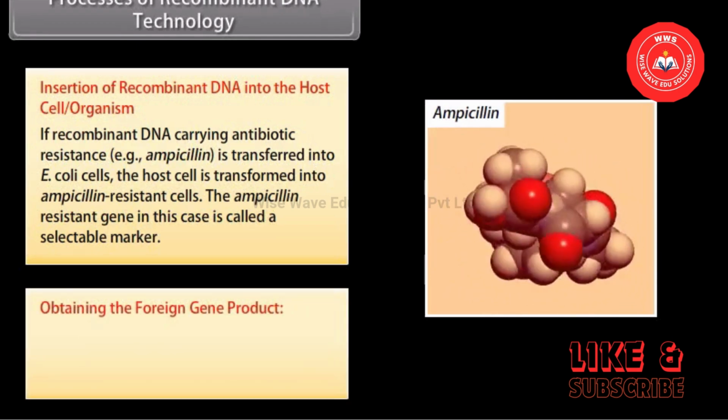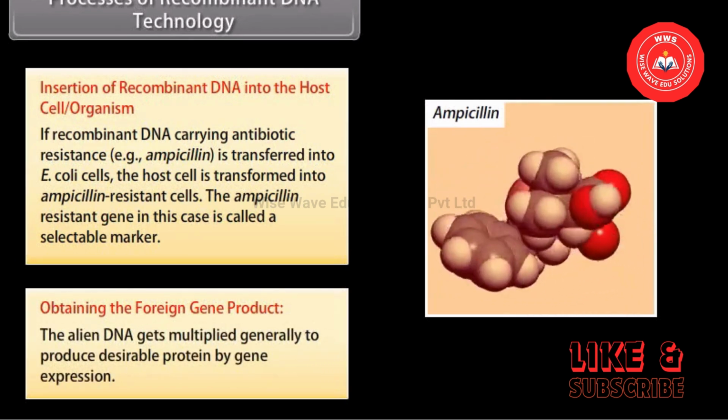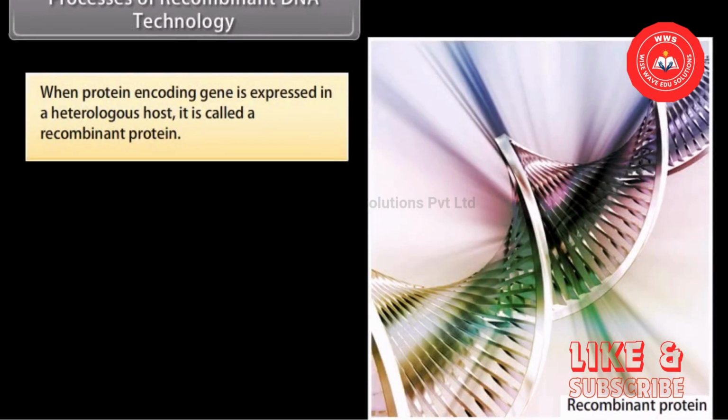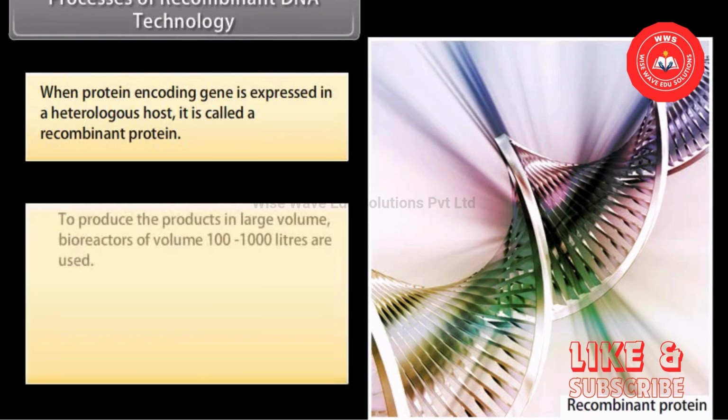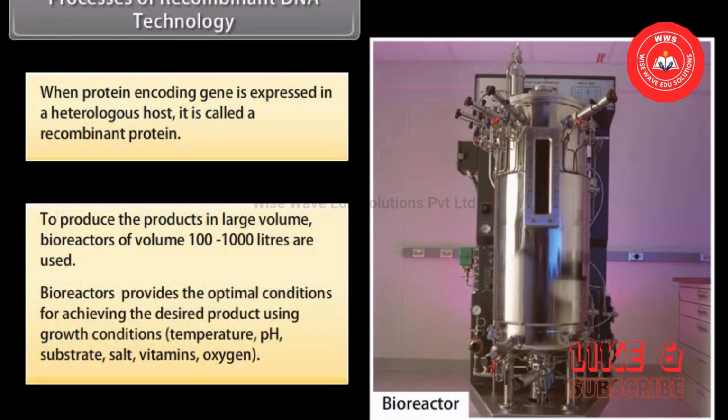Obtaining the foreign gene product. The alien DNA gets multiplied, generally to produce a desirable protein by gene expression. When a protein-encoding gene is expressed in a heterologous host, it is called a recombinant protein. To produce products in large volume, bioreactors of volume 100 to 1000 liters are used. Bioreactors provide the optimal conditions for achieving the desired product using growth conditions, temperature, pH, substrate, salt, vitamins, and oxygen.